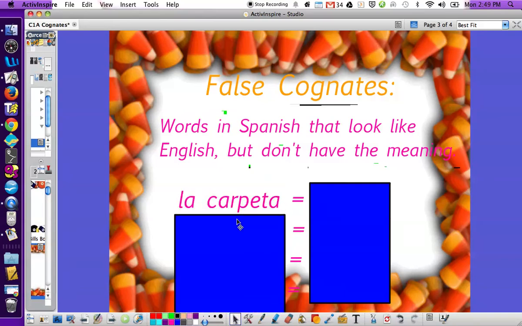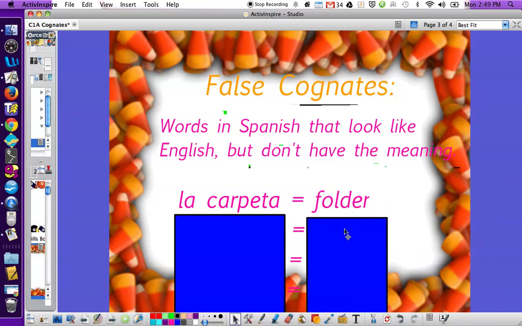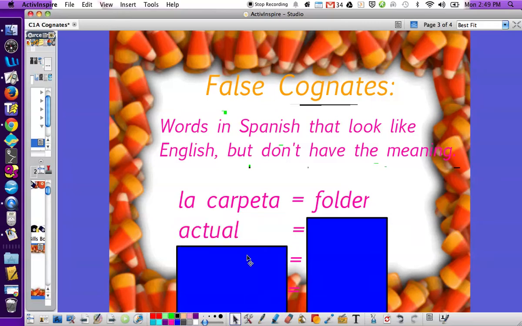The first example that we have is la carpeta. You probably remember from our previous chapter that la carpeta does not mean carpet. It actually means folder. It's easy to fall in the trap of thinking that it means carpet. Another false cognate is actual. Actual looks and is spelled exactly like the English word actual, but in reality it doesn't mean actual, it means current. So we have to be careful with that one.